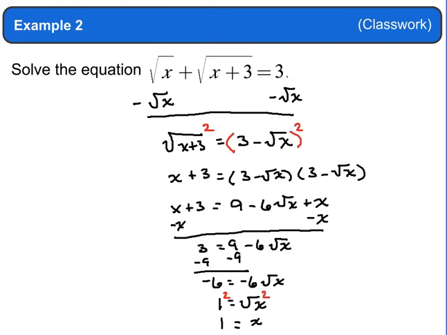So again, obviously we have to check to make sure that actually works. So the square root of 1 plus the square root of 1 plus 3. We want to see if that actually equals 3. So the square root of 1 is 1. 1 plus 3 is 4. The square root of 4 is 2. And that equals 3. So that confirms this as a solution. It's not extraneous. And so you can kind of see the complexity in this particular one.